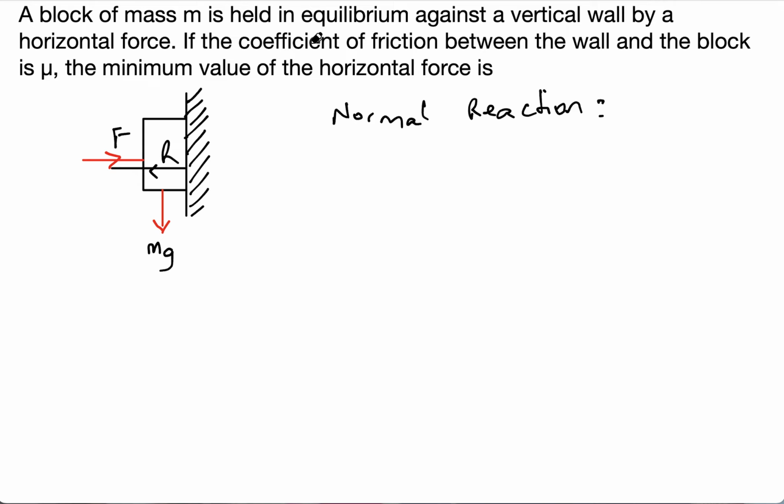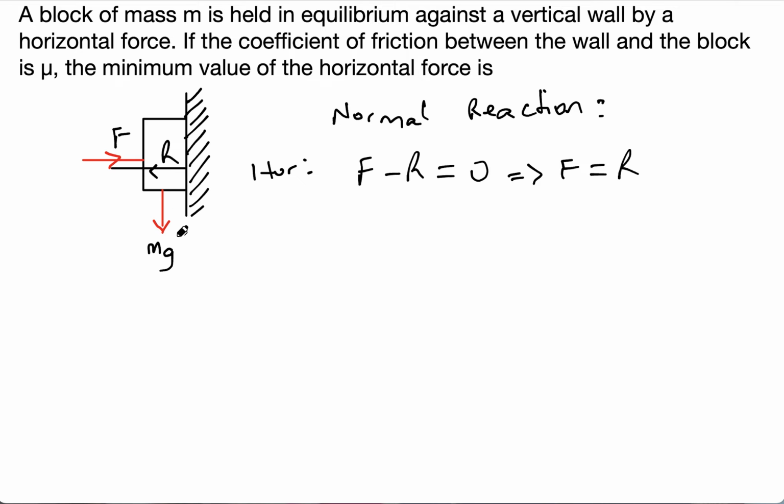Now for this first one, if I analyze the horizontal component of the motion, what you see here is that F is going to the right and R is going to the left, which means that F minus R will be equal to 0. The implication of this is that F equals R. I've mentioned why this will be equal to 0: because the system is in equilibrium.